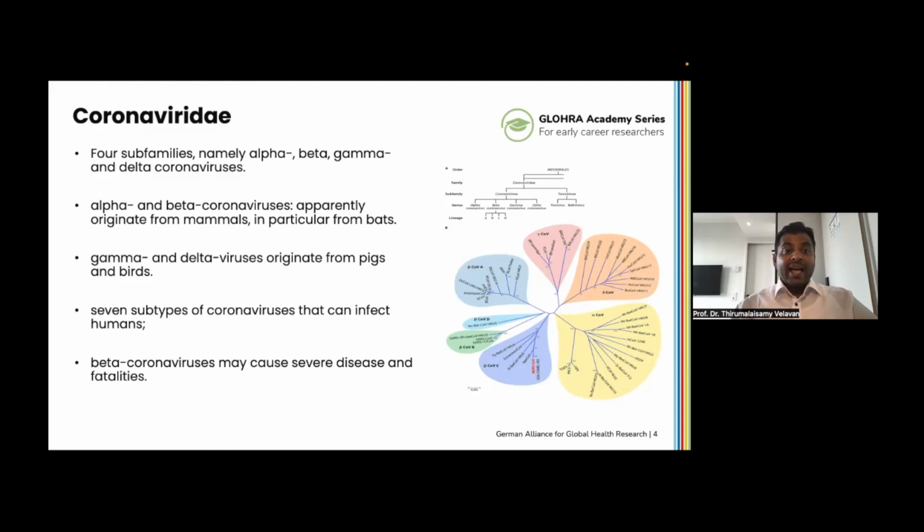These are the different types of coronaviruses, which means the alpha and beta coronaviruses originate from mammals, especially from bats, whereas gamma and delta originate from pigs, as well as from birds. So far, we know that there are 7 different subtypes of coronaviruses that are known to infect humans. Among these alpha, beta, gamma, and delta, beta coronaviruses are the most lethal, which causes severe disease, which leads to fatalities.